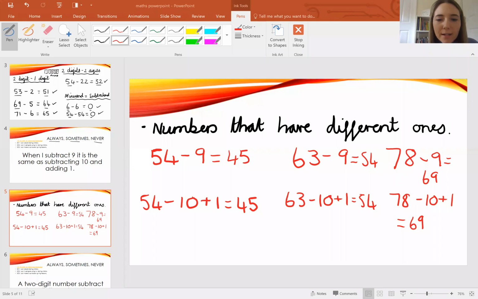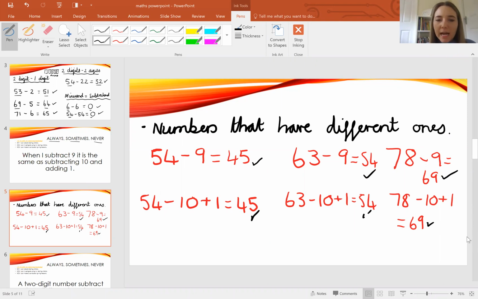Okay, everybody, have you done that? Well done. So we found out that that is always true. Every time we take away 9, it is the same as taking away 10 and adding 1. It always gives us the same number. So that's a good strategy we can use when we want to subtract 9. We can take away 10 and add 1.